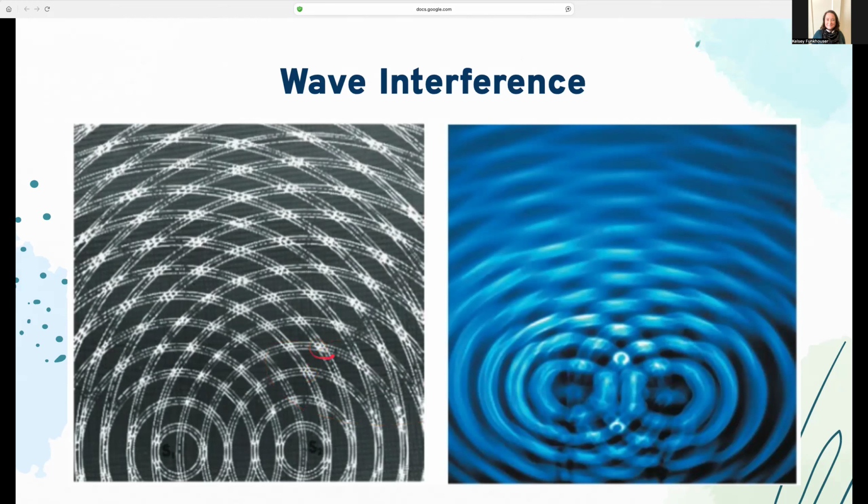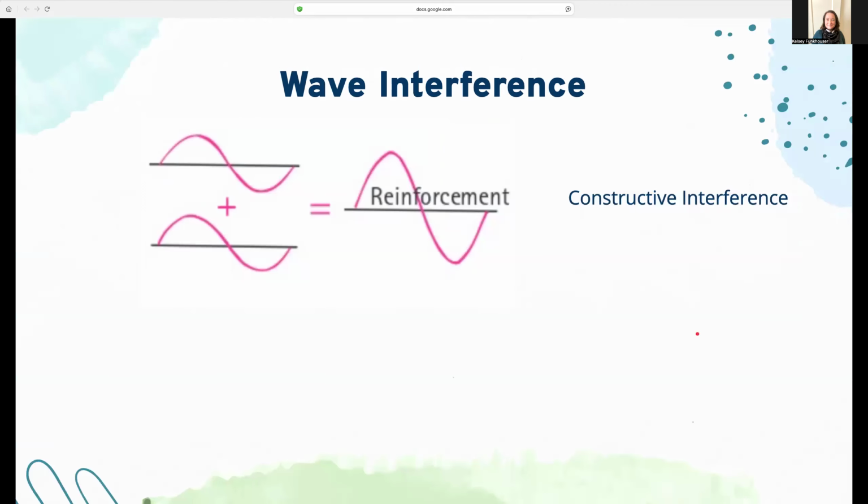So we have like these bright spots where the waves are meeting, and that is interference. And then we have these dark spots where we also have some interference happening. And you can see it here too. We have like these bright spots and then the darker spots. But what is happening? Why does that happen? So let's take a look at this.